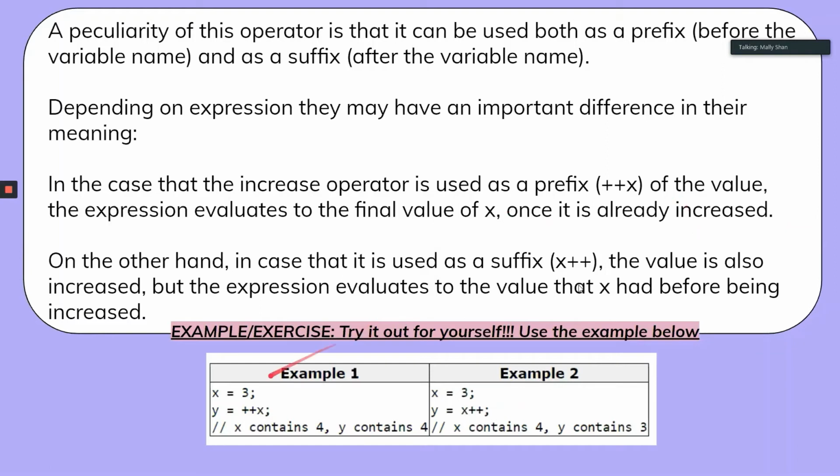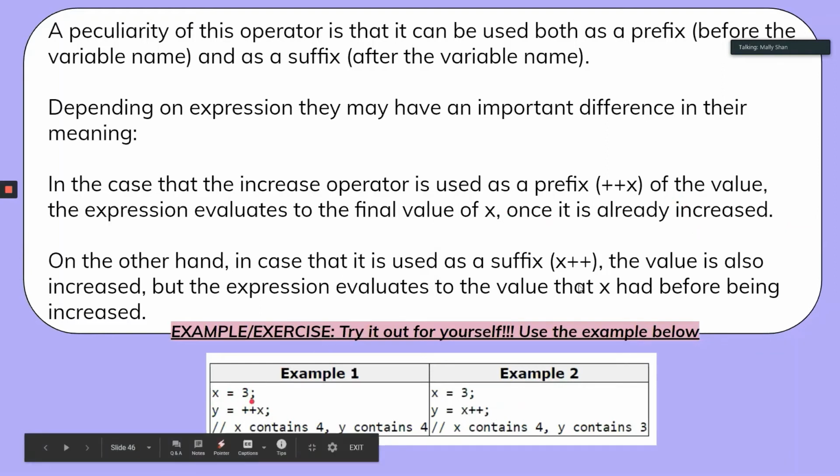So this basically means in the case that x equals 3, and you said y equals plus plus x, x would now contain 4, and y also contains 4. So in this case, we're saying even before you assign the value of x to y, the first thing you have to do is increase 3 to 4. So you can think of this like PEMDAS, or the order of operations in math. You remember whenever you have parentheses, you would always do whatever is inside the parentheses first. Whenever you have a prefix, so still like the P letters, you always put that prefix first. You do the operation for the prefix first before assigning the value of y.